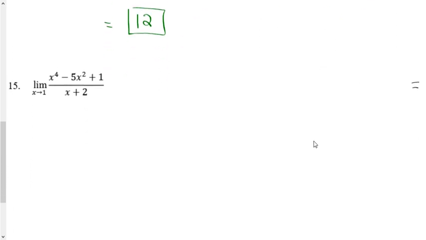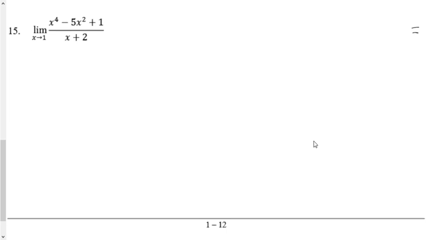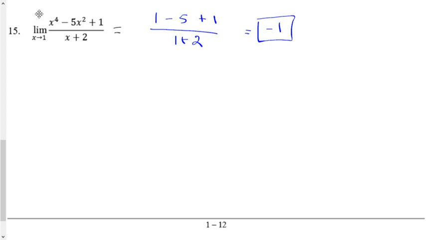Question number 15, again, as we plug in numbers, what do we see? Hey, we don't get 0 over 0 when we plug in numbers. So again, just a reminder, we always want to start by saying, can I substitute this 1 in place of the variables and evaluate it to get an answer? In this case, the value of our limit is the value of the function, which is equal to negative 1.